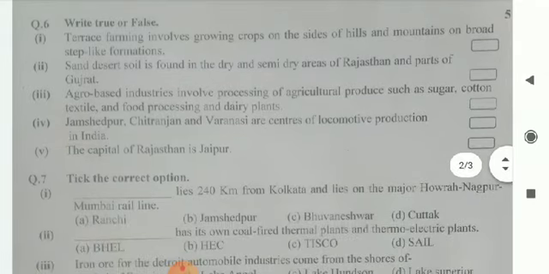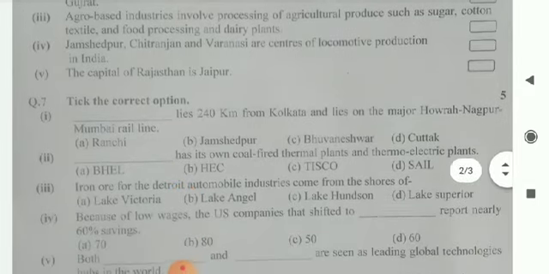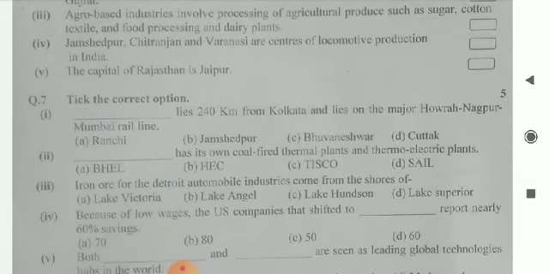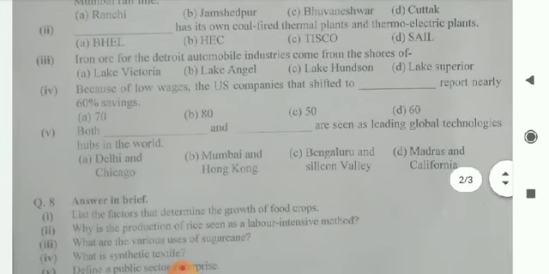Section B is from Geography, and the same pattern is there. True and false, five questions are there. Give the correct answer in the copy and show your performance in an excellent way. Question number 7, tick the correct option. You have to put the correct option there. Five questions are there, just like multiple choice questions. Enough options are given appropriately. You have to put down the correct answer.